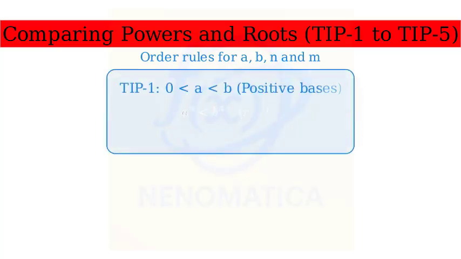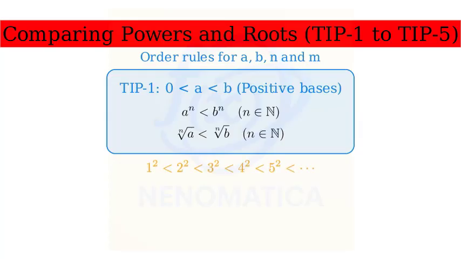Tip 1. If 0 < a < b, then for any positive integer n, a^n < b^n, and the nth root of a is less than the nth root of b. For instance, squares increase from 1 squared, 2 squared, 3 squared, and so on. And square roots increase from root 1 to root 2 to root 3, and so on.